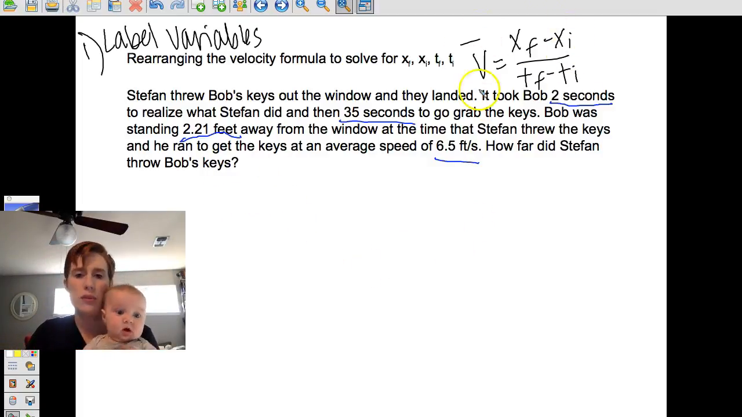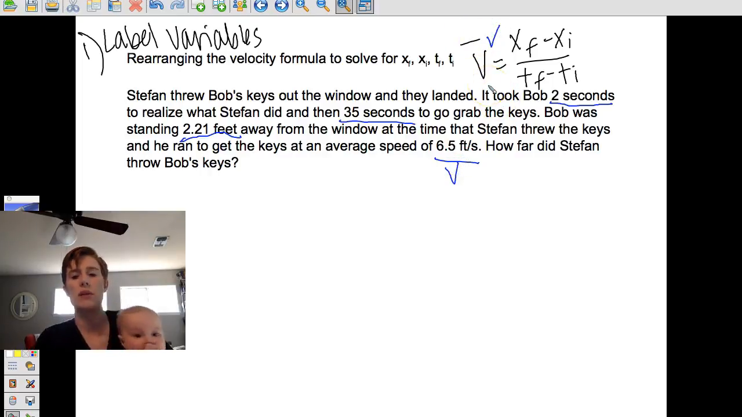So looking at this formula right here, I need to find all of these variables. It says that Bob ran to get the keys at an average speed of 6.5 feet per second. That's my velocity. I like to put a little check mark by my formula so that I know which variables I have. I have velocity. It's given to me. Okay, this is his velocity.